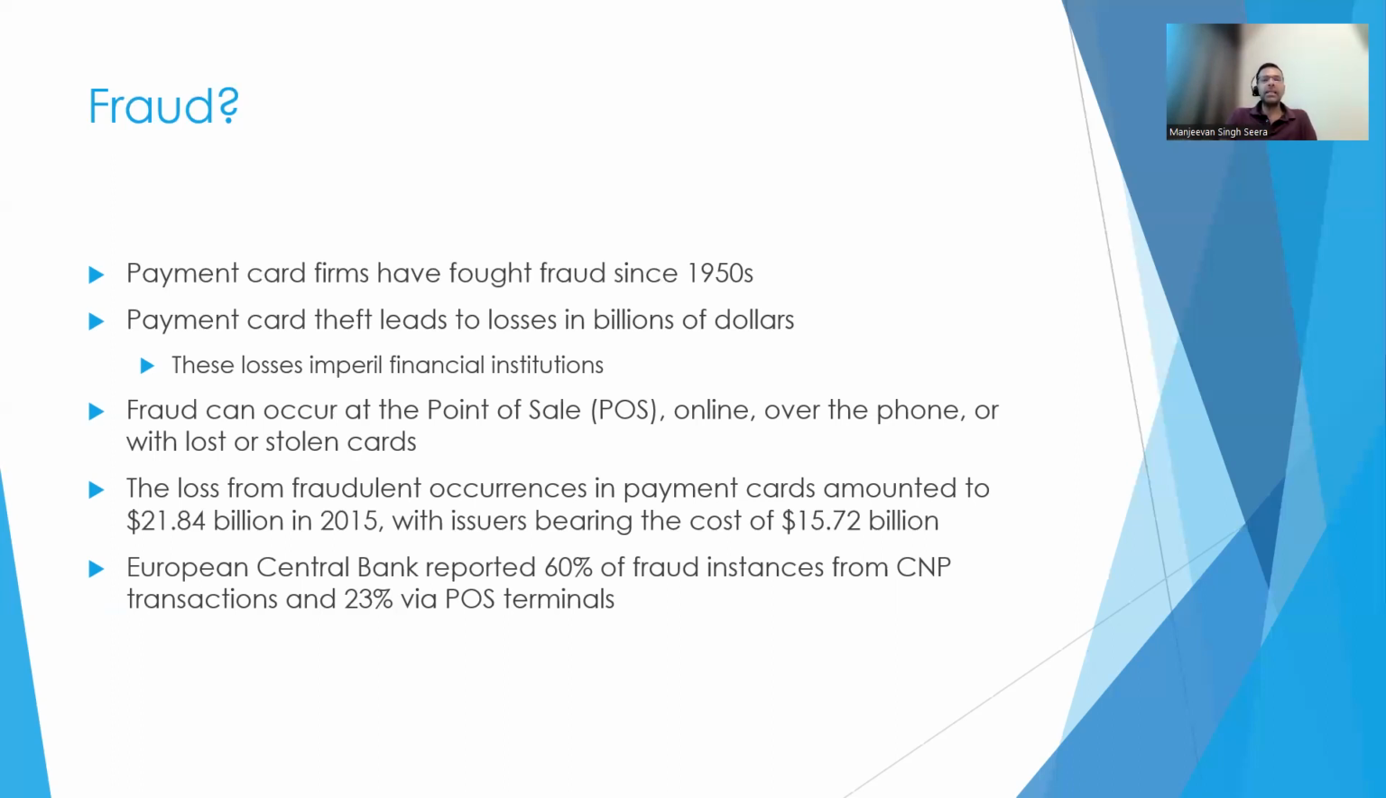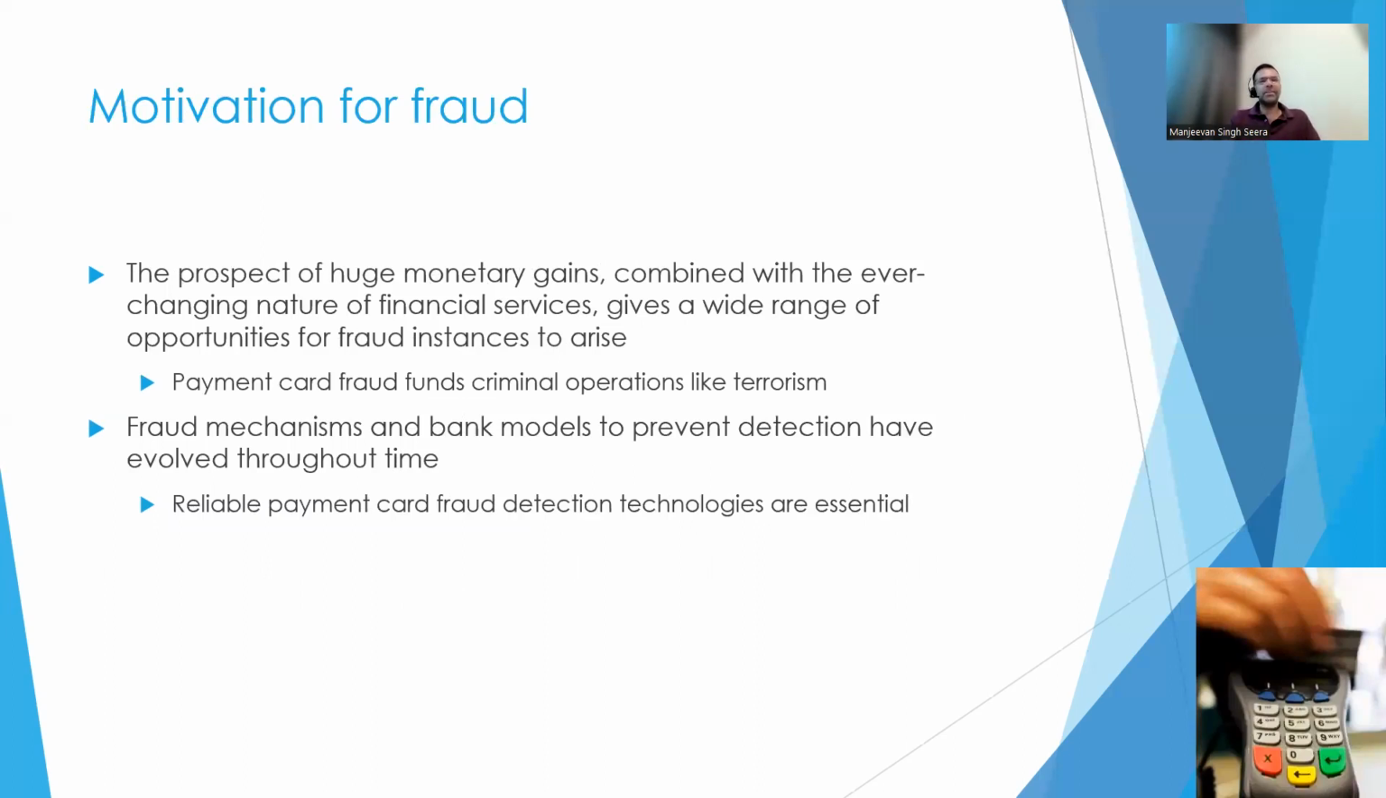So in 2015 alone, the loss from fraudulent occurrences in payment cards amounted to over 21 billion US dollars. And who bears most of this cost? The issuers, basically the financial institutions, bear the majority of this cost at almost $16 billion. The European Central Bank reported that 60% of these fraud instances came from card-not-present transactions, which are basically transactions that typically happen online. The other 23% are at the point of sales, at the cashier terminals. What is the motivation for fraud to happen? The fraudsters carry out fraudulent transactions because there are huge monetary gains for them.